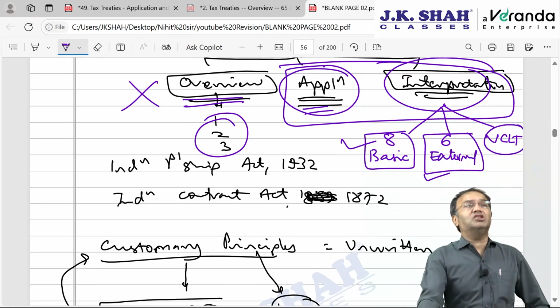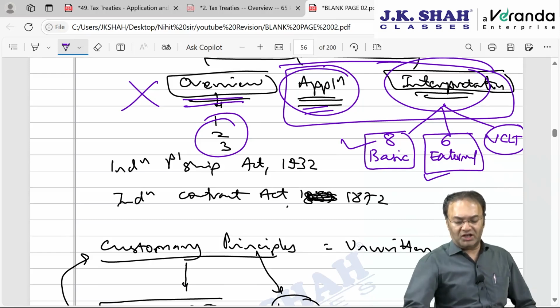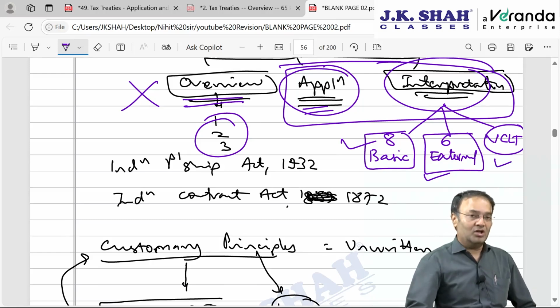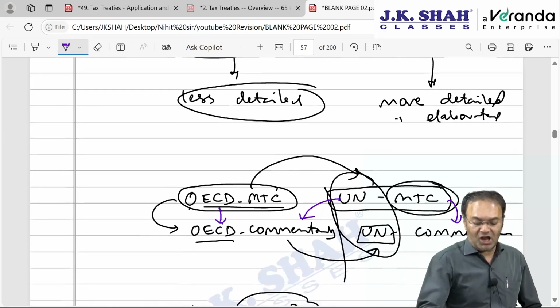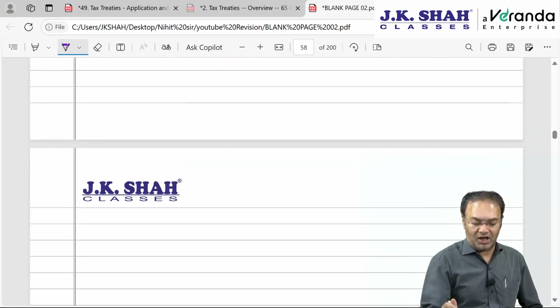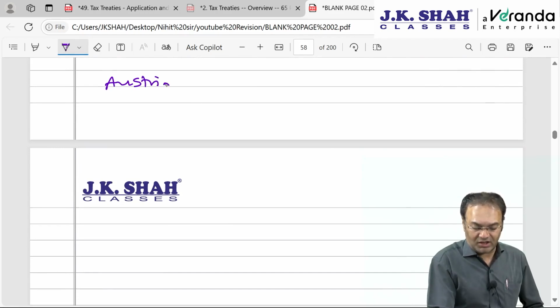Up till now our institute has not asked any question on VCLT, but I suppose it is slightly important. VCLT is the Vienna Convention on the Law of Treaties. Vienna is the capital of a country called Austria, where Hitler was born, that country exactly.